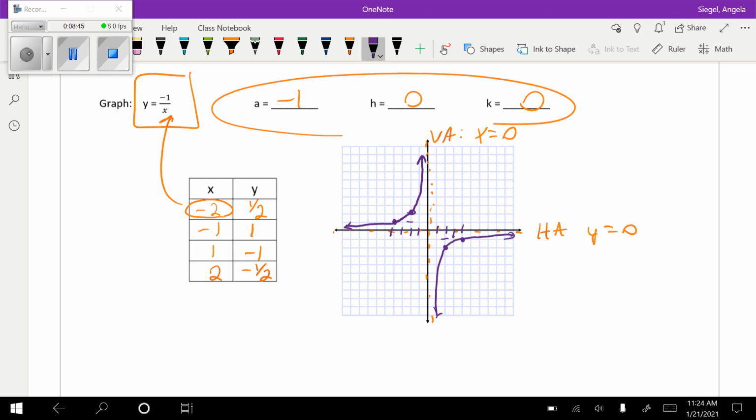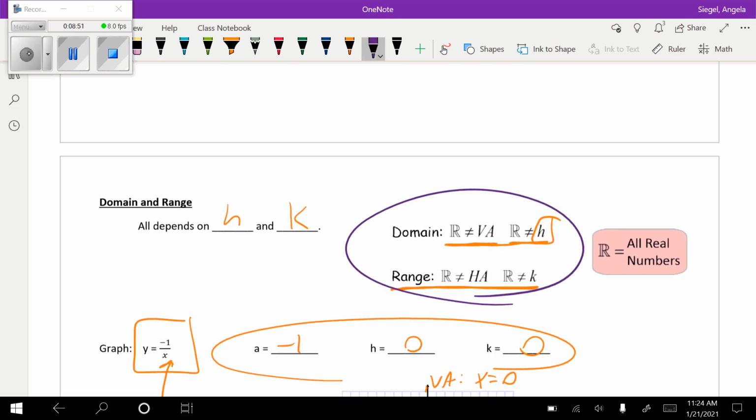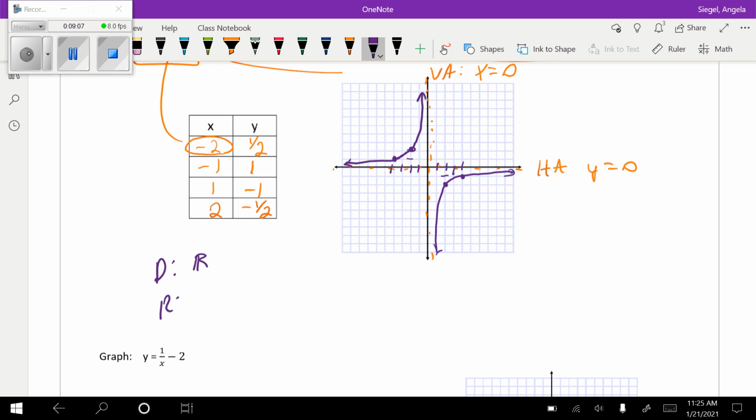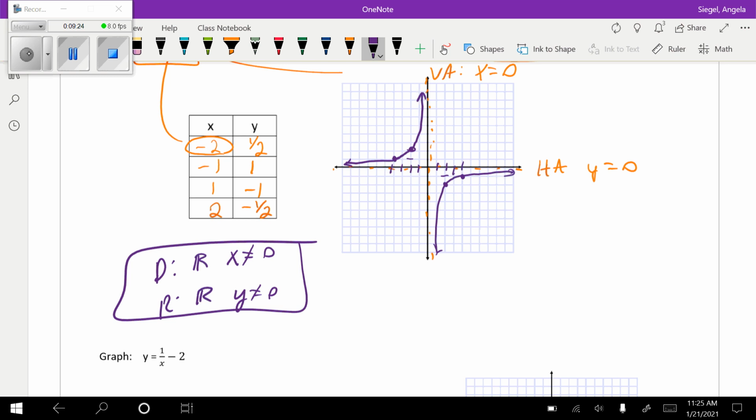Okay, and the last thing I want to do is talk about the domain and the range. So we saw that here. The domain is going to be the set of all reals, and then x cannot equal whatever h is. Remember, our h was 0 and our k was 0. So it's going to look like this. Our domain is going to be the set of all reals except x cannot equal 0. So it's just whatever your vertical asymptote is. And for the range, y cannot equal 0. So it looks like that.